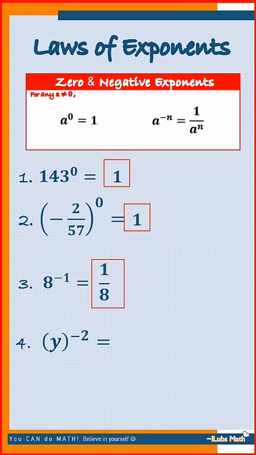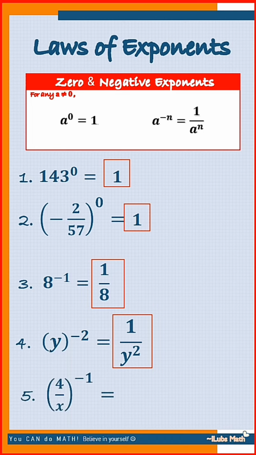And if we have a to negative 1, this will just be 1 over a, and y to negative 2, this is just 1 over y squared. And how about if we raise to negative 1 the quotient 4 over x? Well, this will just be x over 4.